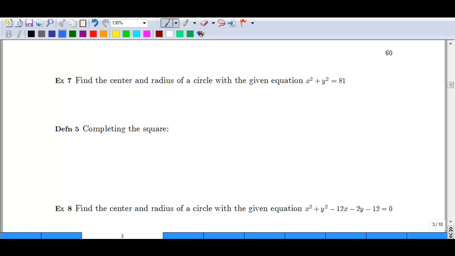This is the third and final video for section 20.1, and in this video we're going to work backwards from the equations and find the center and radius of a circle.